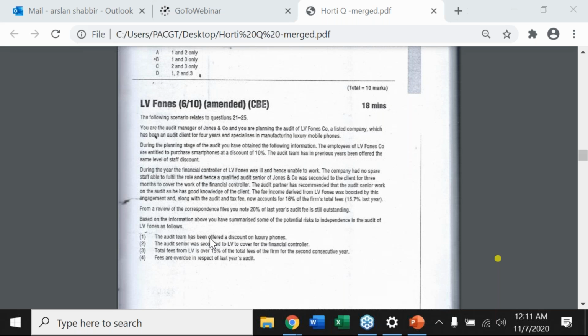The audit firm has been offered a discount on luxury phones, but please remember that this offer is available to every employee of the staff. The audit senior was candid to LV to cover for the financial controller, where for the financial controller, here is a self-review threat. Total fees from LV is over 15% of the total fees of the firm for the second consecutive year.